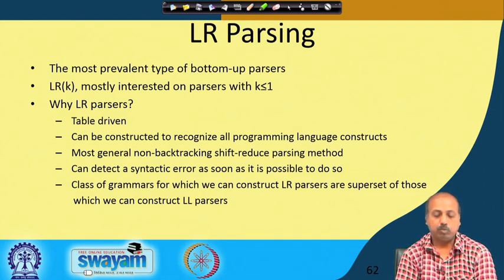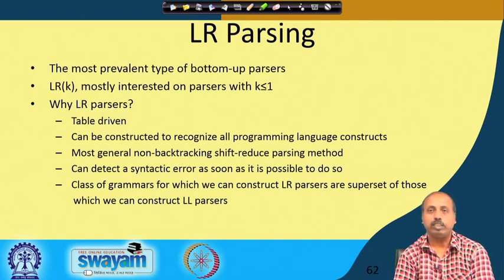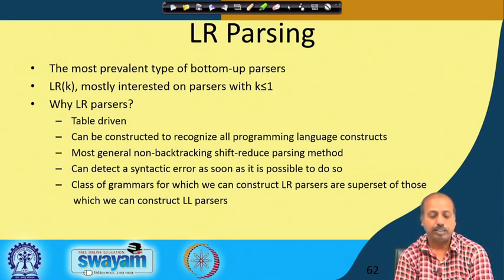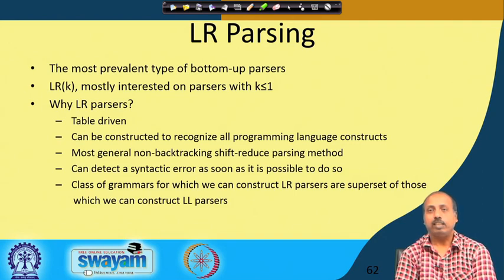It is the most general non backtracking shift reduce parsing method. There is no backtracking involved. The coding for this is pretty easy, and it follows the shift reduce parsing policy. It can detect a syntactic error as soon as it is possible to do so. So, this is the fastest method to detect syntactical errors. The main reason is that it follows a bottom up approach, and it is trying to identify the handles in the stack.